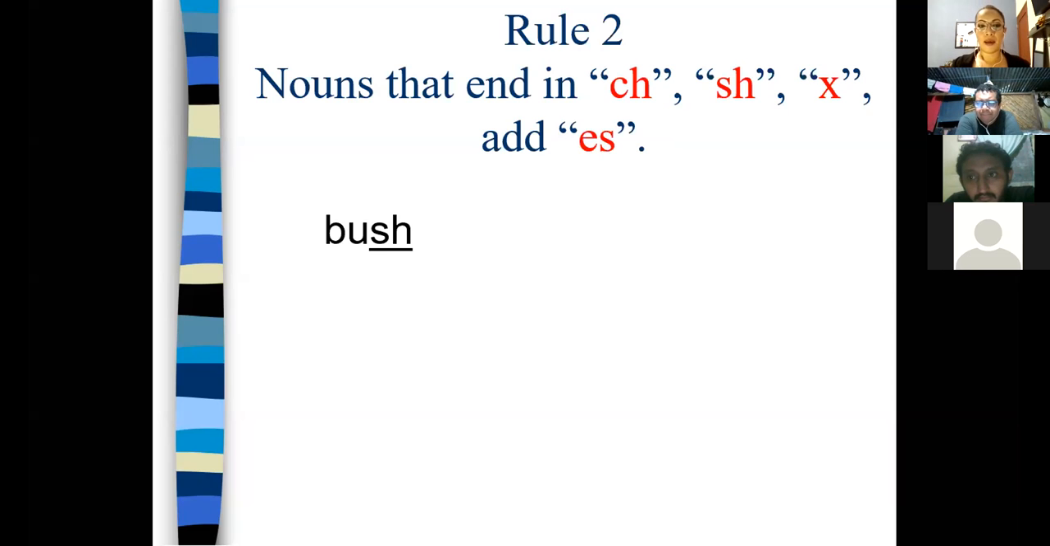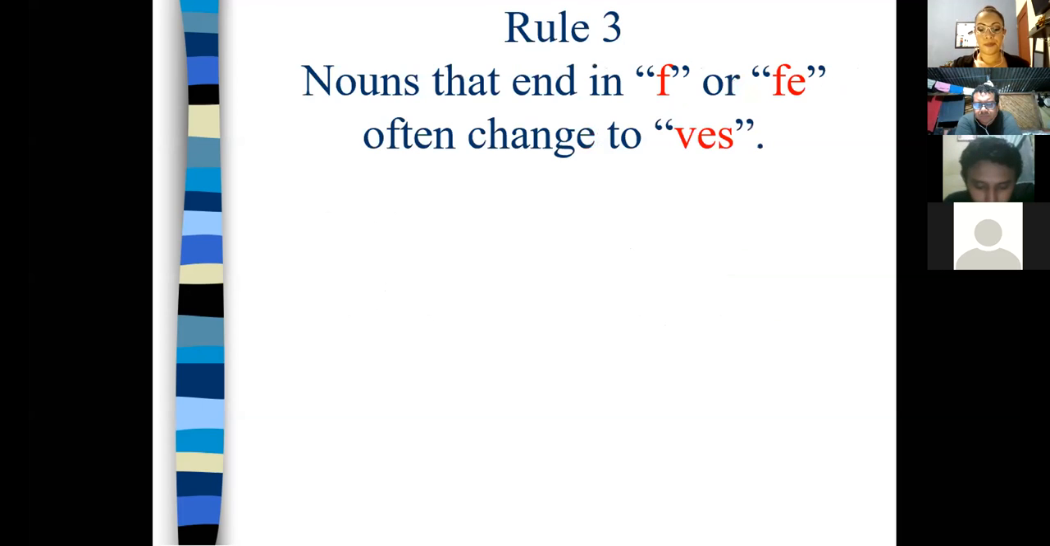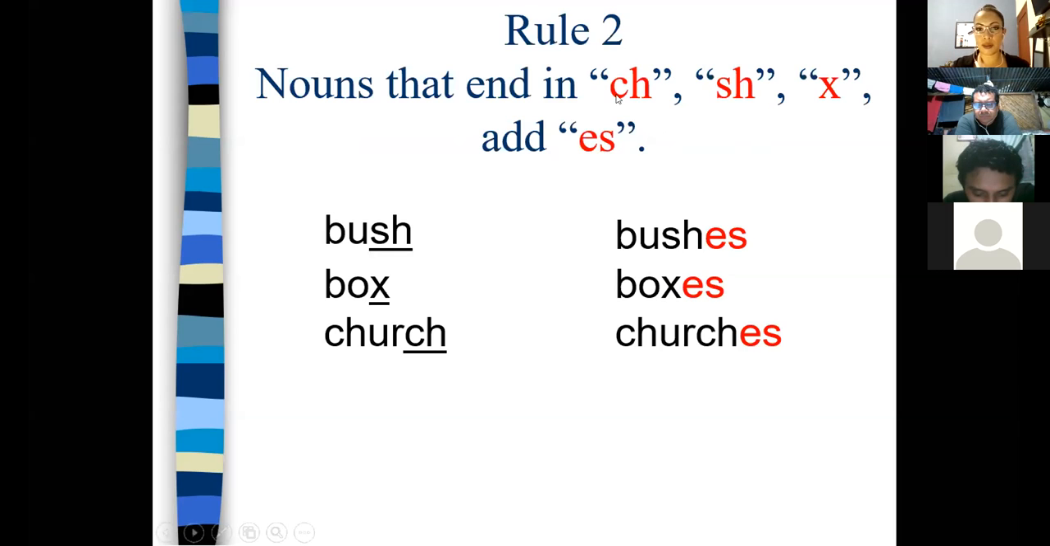Por ejemplo, bush, bushes. Un arbusto, bush. Arbustos, bushes. Como box termina en X, la palabra caja, box, para decir cajas en plural vamos a agregar ES, boxes, right? Church, iglesia, termina en CH, para decir iglesias en plural es churches, okay, le agregamos ES para hacerla plural. Okay, so estos son ejemplos, ¿verdad? Cuando terminen en CH, SH o X, para hacerlo plural le vamos a agregar ES.